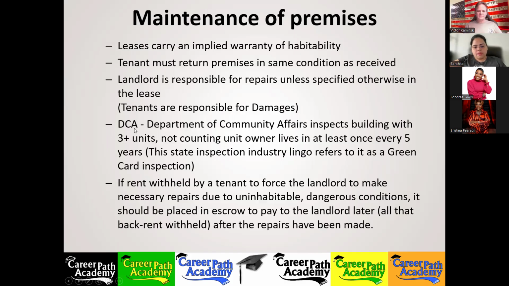The DCA, the Department of Community Affairs, inspects buildings with three or more units, not counting the unit that the owner lives in, at least once every 5 years. That state inspection, the industry lingo for it is, they call it a green card inspection. So if you guys ever hear green card inspection, it has nothing to do with immigration. It's just the industry's lingo.